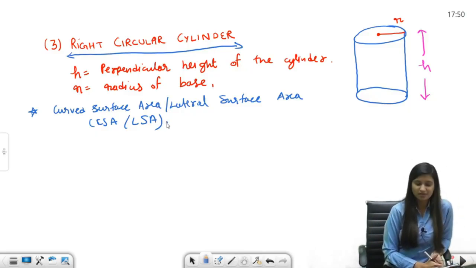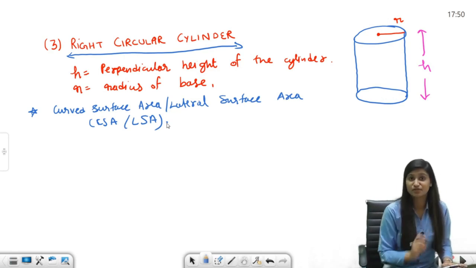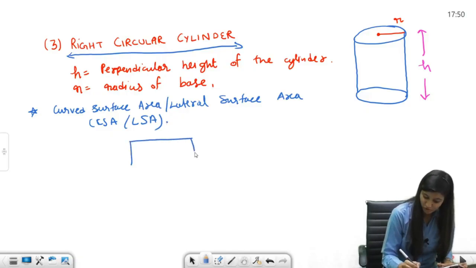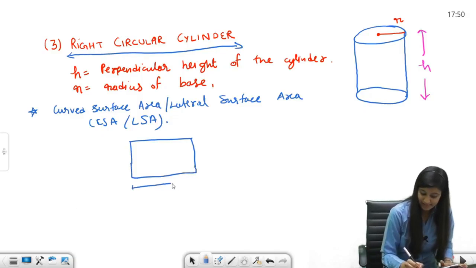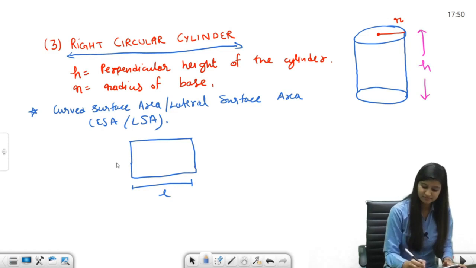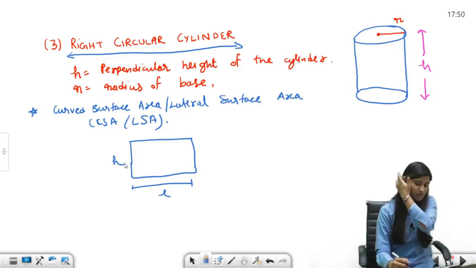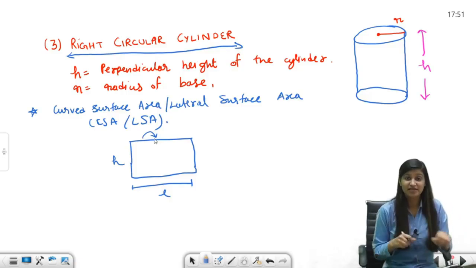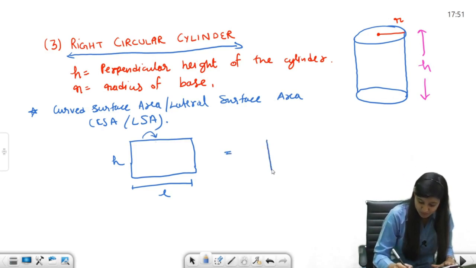So how can I make a cylinder? Let's take a sheet of paper. You can do this at your home as well. Say this is a sheet of paper having a length L and breadth, say, H. I am taking the breadth as H. If you just roll the sheet, it will become a cylinder. So when you roll it, it will come out to be something like this.